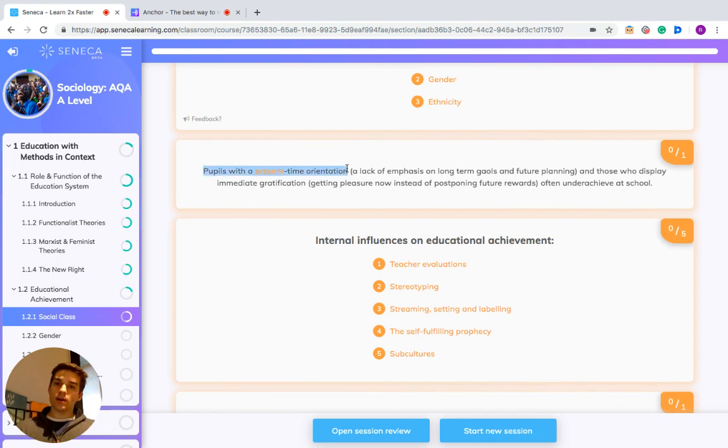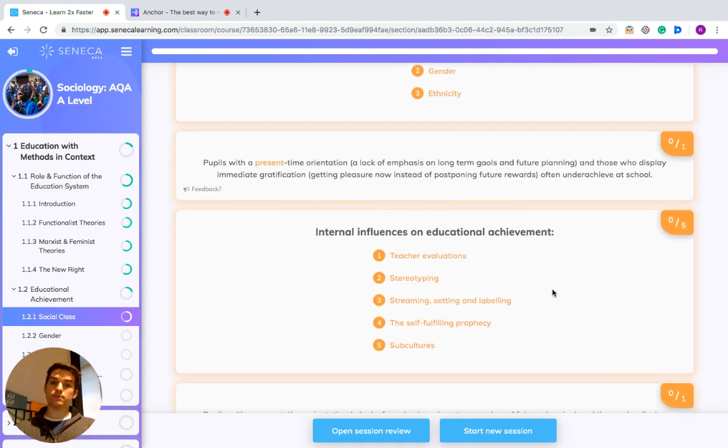Now, as we mentioned earlier, pupils with a present time orientation, so that is when there is a lack of emphasis from the pupil on long-term goals and future planning, and also children who display immediate gratification, so that's they choose to get pleasure now rather than postponing for future, maybe better rewards. Both those groups underachieve at school.